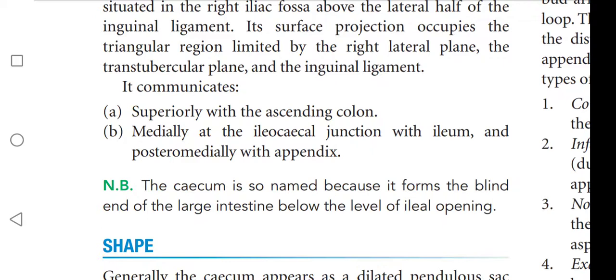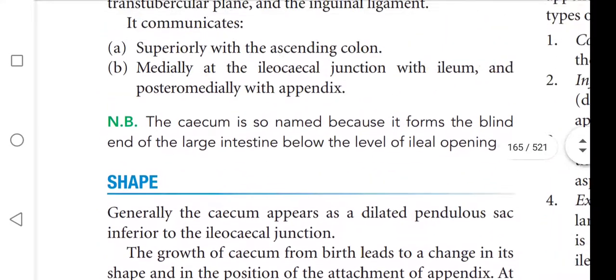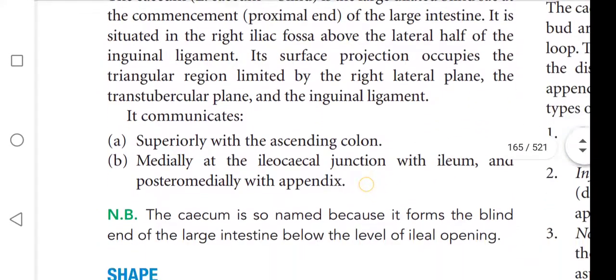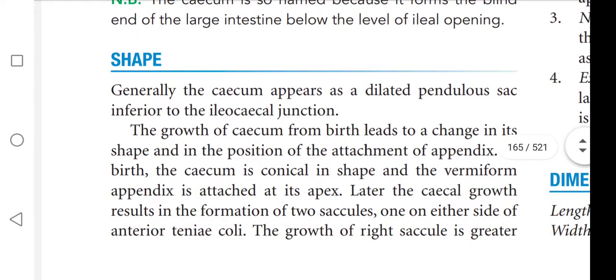Note, the cecum is so named because it forms the blind end of the large intestine below the level of the ileal opening. Okay, coming to the shape. Generally the cecum appears as a dilated pedunculated sac inferior to the ileocecal junction.